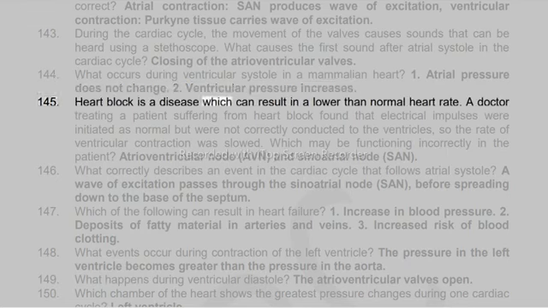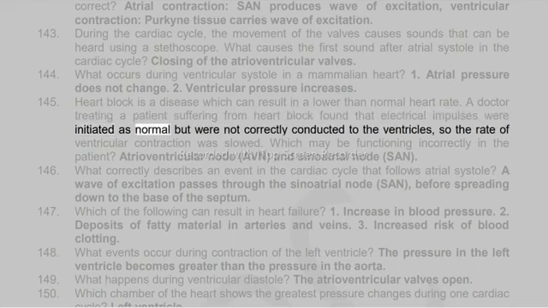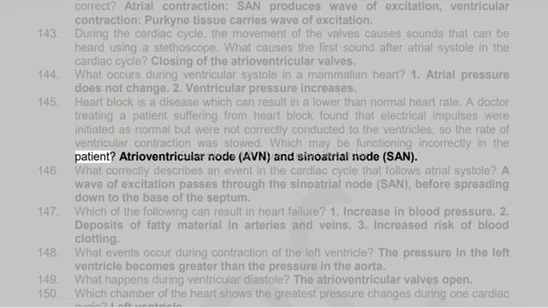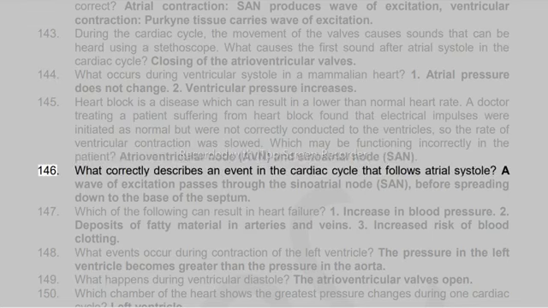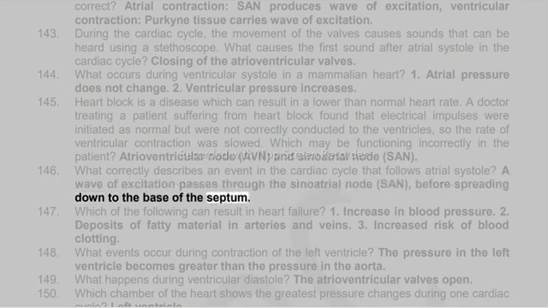145. Heart block is a disease which can result in a lower than normal heart rate. A doctor treating a patient suffering from heart block found that electrical impulses were initiated as normal but were not correctly conducted to the ventricles, so the rate of ventricular contraction was slowed. Which may be functioning incorrectly in the patient? Atrioventricular node, AVN, and sinoatrial node, SAN. 146. What correctly describes an event in the cardiac cycle that follows atrial systole? A. Wave of excitation passes through the sinoatrial node, SAN, before spreading down to the base of the septum.